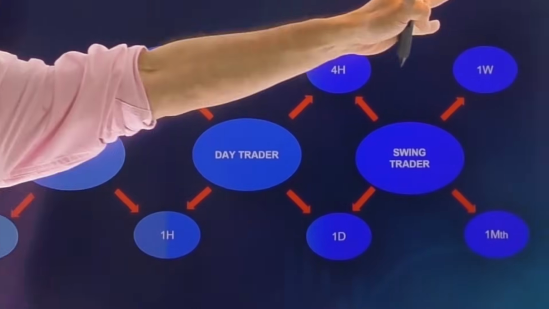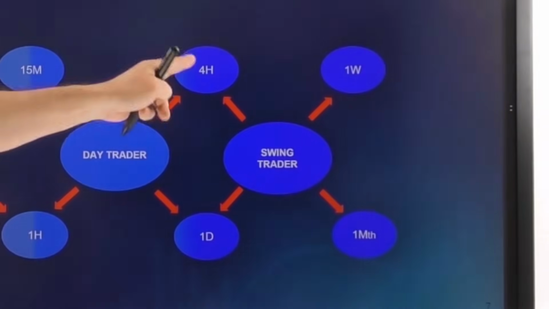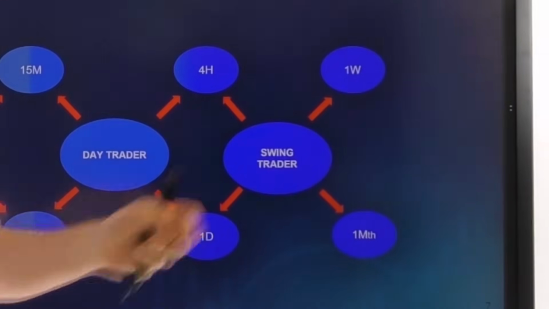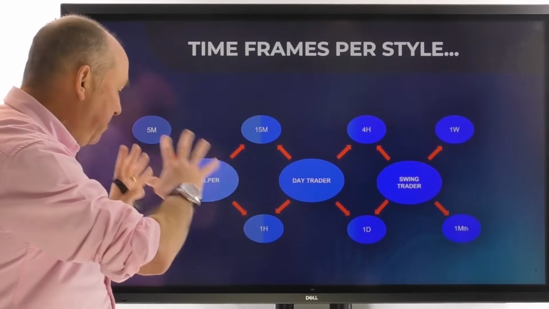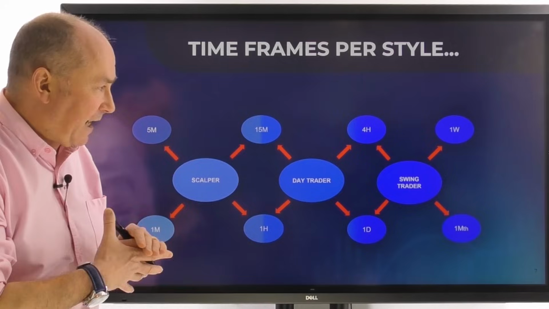Then you go to the other end of the spectrum. You've got the swing trader and the position trader. That trader is looking maybe at the 4 hour chart, the daily, the weekly, and perhaps the monthly chart as well. So there's a bit of an overlap in there as well. These are not set in stone. You may want to take a screenshot of this when you're deciding what style you want to attack the market with.